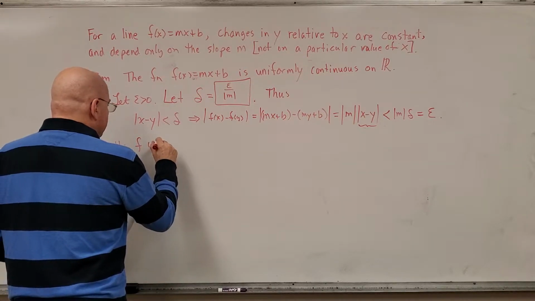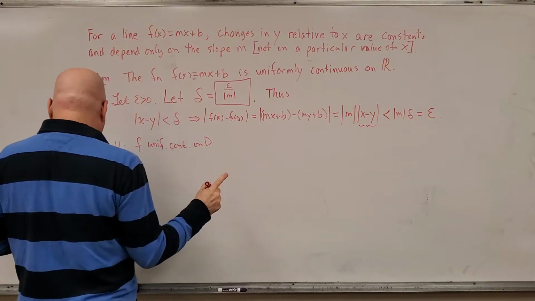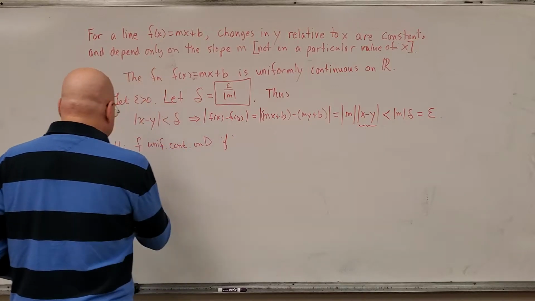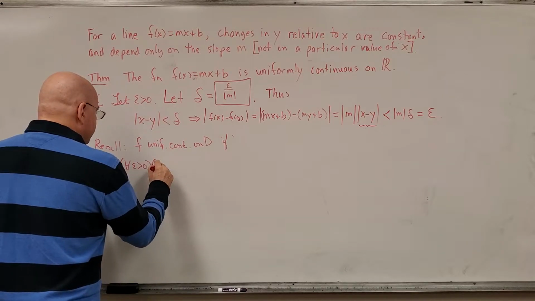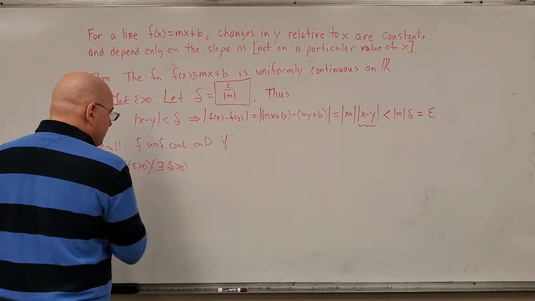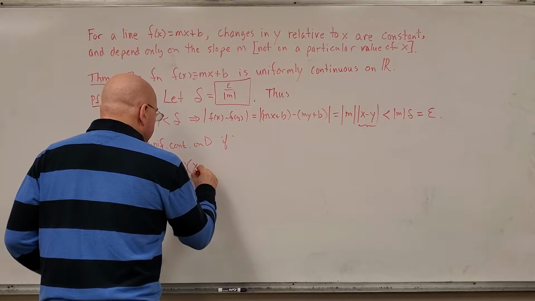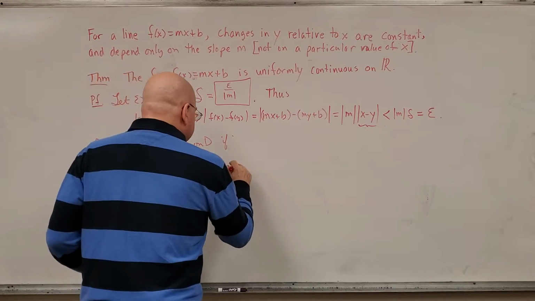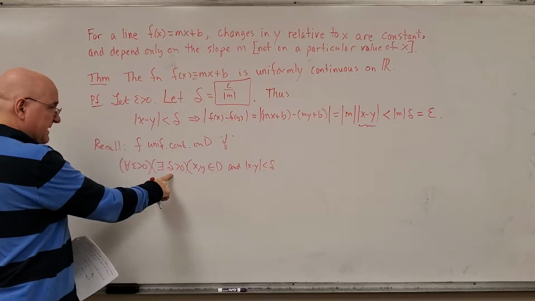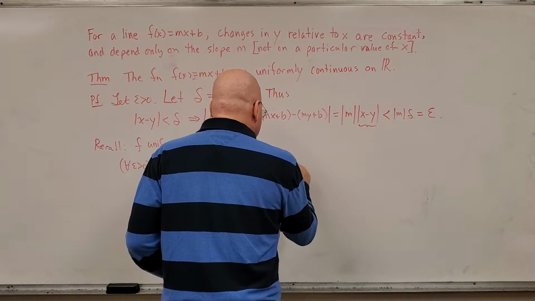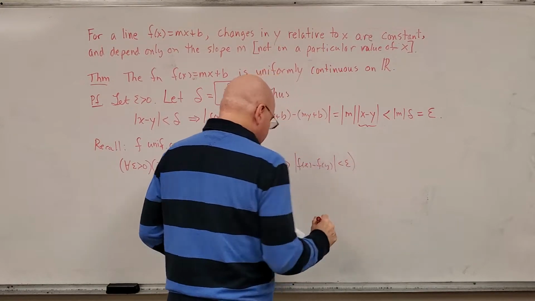F uniformly continuous on capital D means: for every epsilon greater than 0, there exists a delta greater than 0 such that if x and y are in the domain and they're close together, x minus y in absolute value is less than delta, that implies that f of x minus f of y in absolute value is less than epsilon.